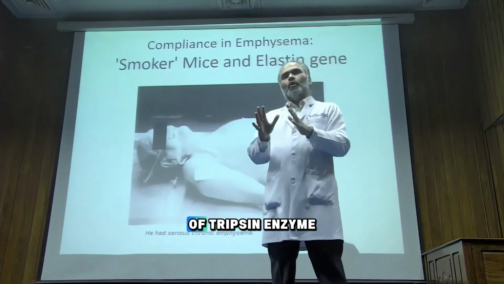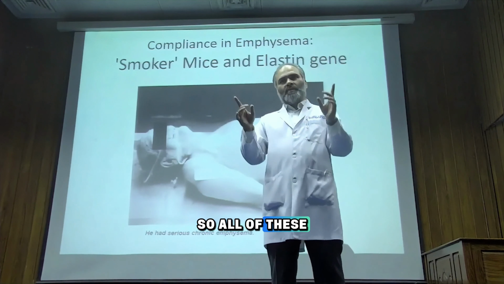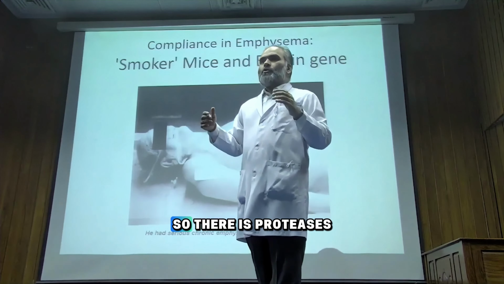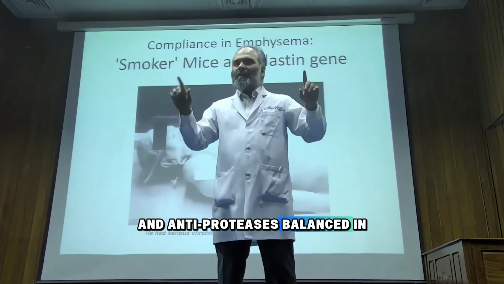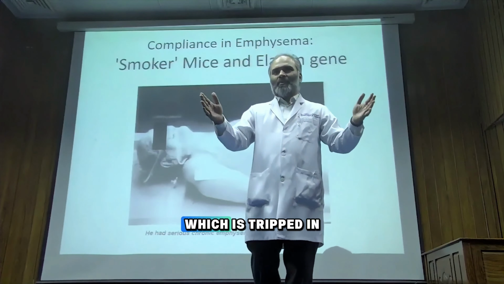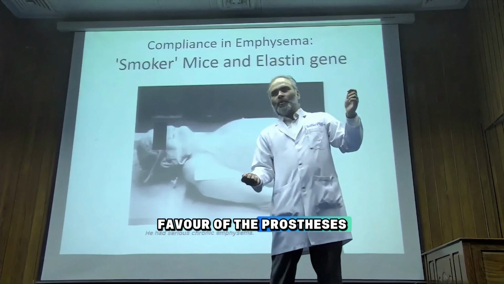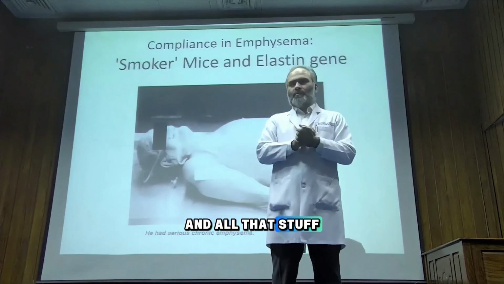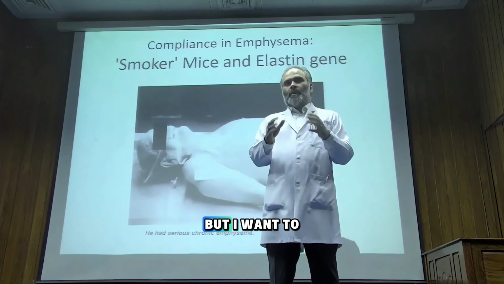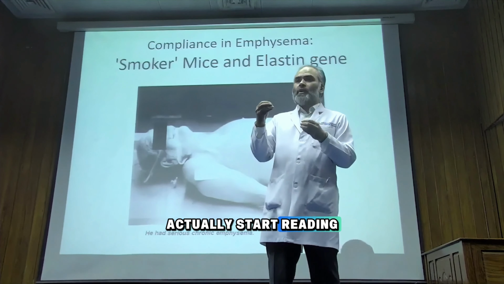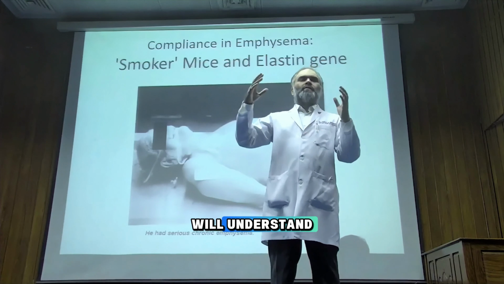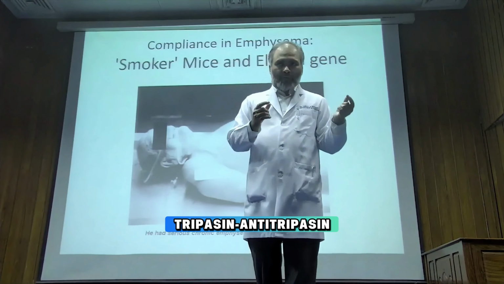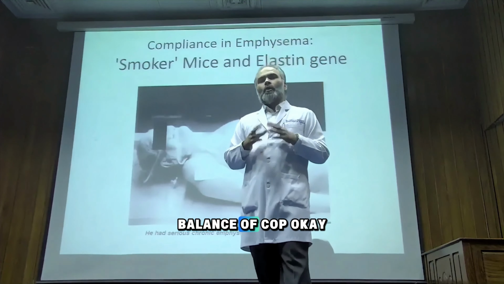There is also mention of trypsin enzyme. So all of these enzymes are protease group of enzymes. You will read them in biochemistry. So there is a protease and anti-protease balance in the normal lung, which is tripped in favor of the proteases by this stuff, smoking, because of that inflammation and all that I just hinted towards. It's a big topic, but I want to give you enough so that when you actually start reading eventually in medicine, you will understand this is the protease, anti-protease, trypsin, anti-trypsin balance of COPD.